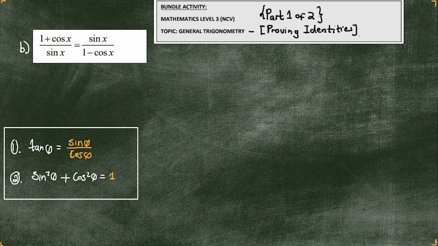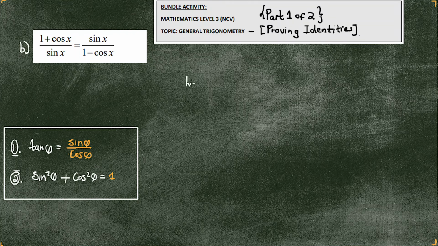Now for b. Not a difficult question, but what do I do here? There is no identity that I can use, not 1, not even 2. However, looking at the right hand side, I can do this.